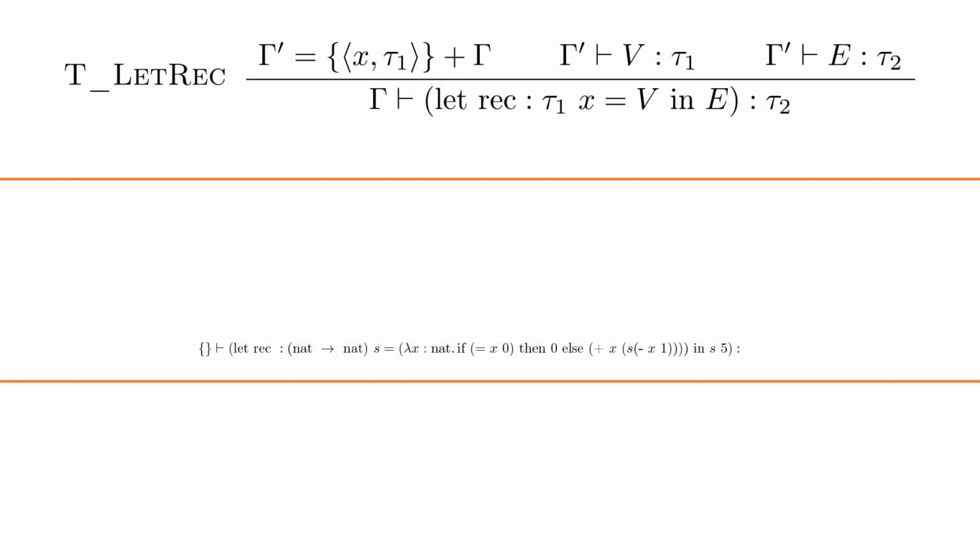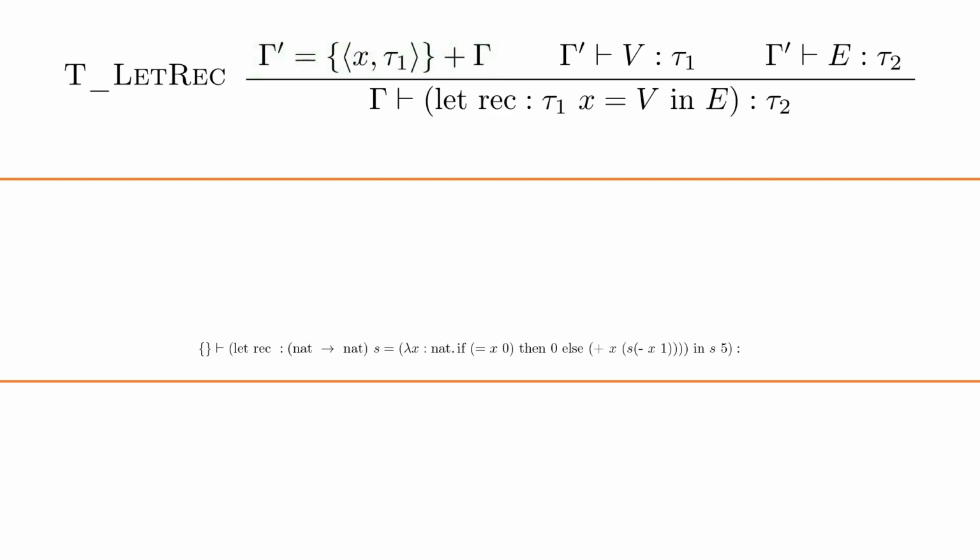We should expect the result of S5 to be of type nat, since this is a function that returns a natural number, but let's prove it. At the top here is the rule for letrec, and we'll put in other rules when we use them. This rule has 3 premises, but the first is just a definition of gamma prime in terms of gamma.